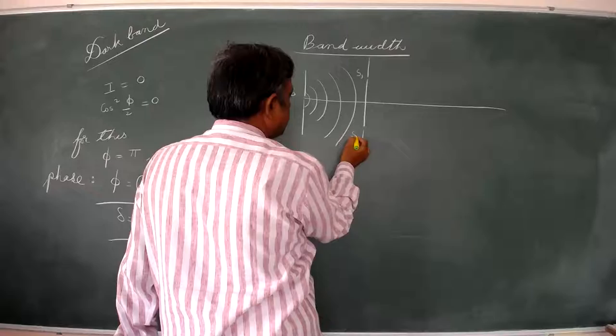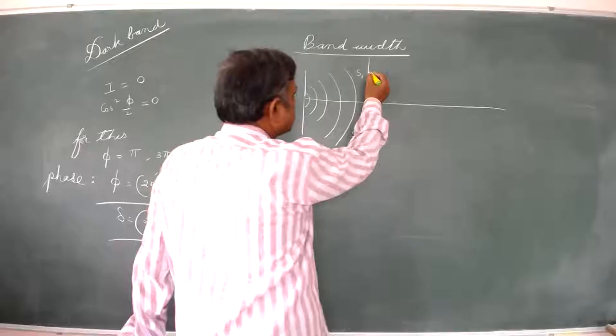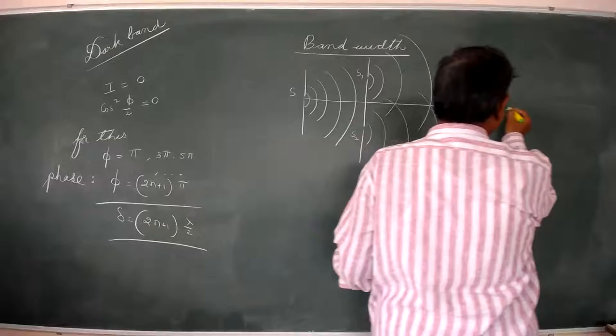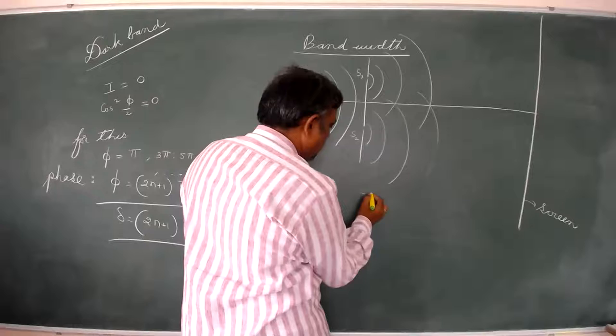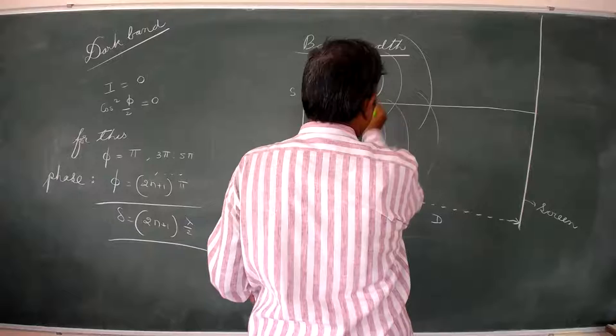Now the slits S1 and S2 act as secondary sources of light. Got it? Secondary spherical wavelets will be coming out like this, and even from S2, secondary wavelets will be coming out like this. Right? Now, at some distance, I will be placing one screen over here. This is a screen. The distance between the slits and the screen, you say that is a capital D. Understood?